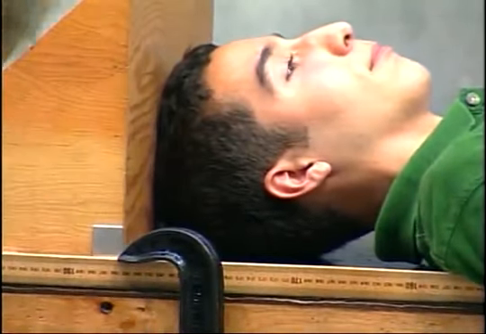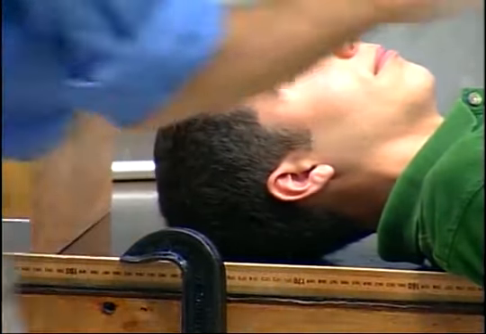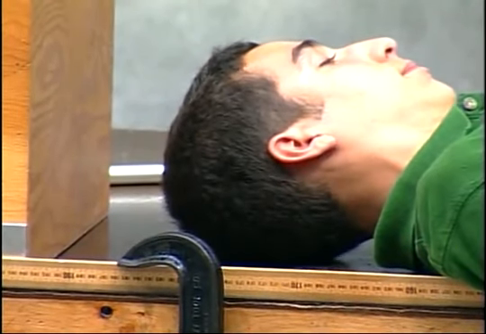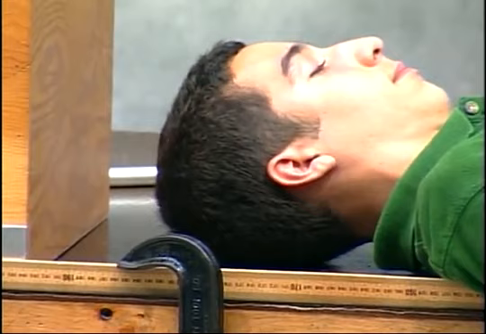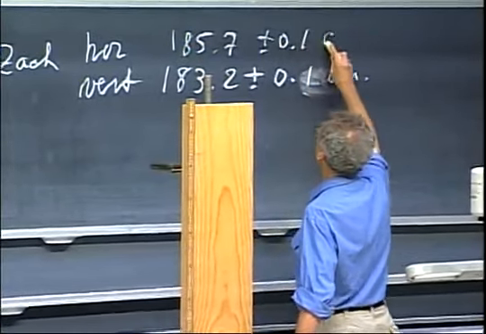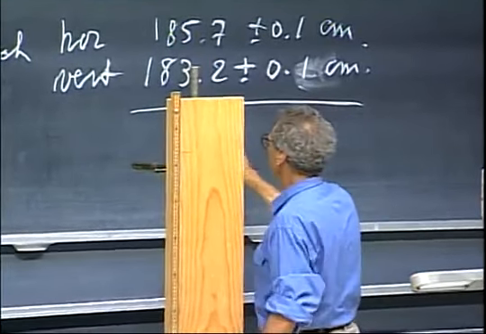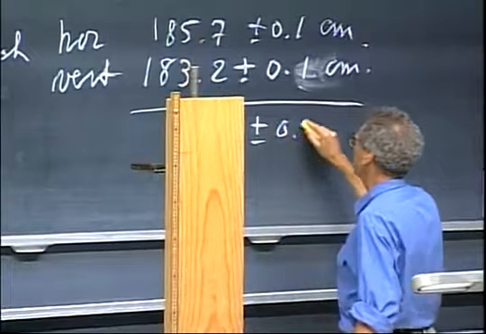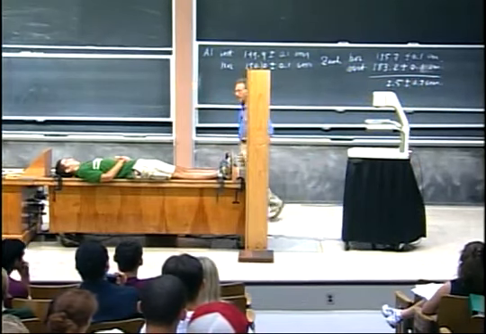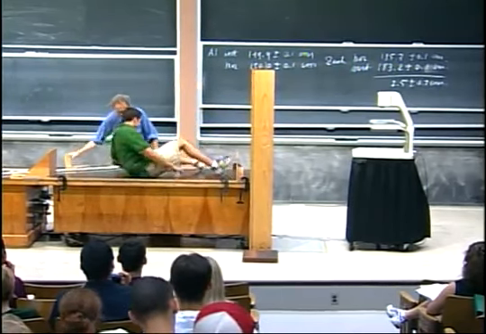185.7. Stay where you are. I want to first make the subtraction, right? 185.7 plus or minus 0.1 centimeter. That is 2.5 plus or minus 0.2 centimeters. You're about 1 inch taller when you sleep than when you stand up. My grandmother was right. She's always right. Can you get off here?